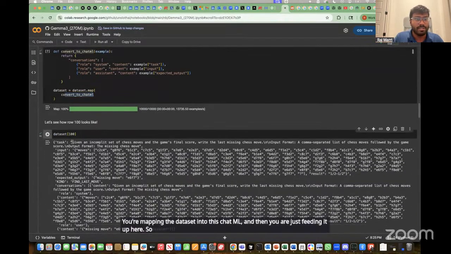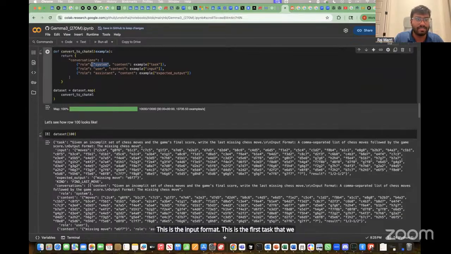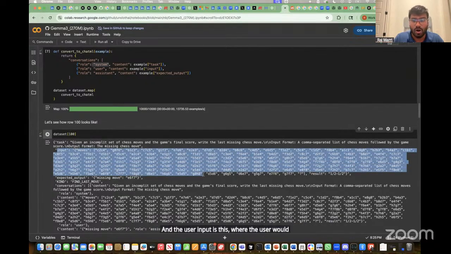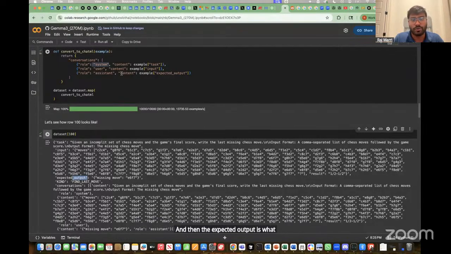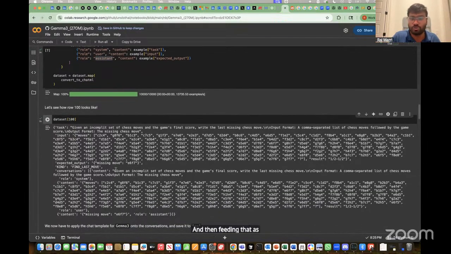So you see here, this is the task: given an implicit set of chess moves and the game's final score, write the last missing chess move. This is the input format. This is the first task that we define, and this is the system message that you're going to apply here. Then you have the user who gives an input, where the user would give all of these different moves, and the expected output is what you would get from an assistant. So you're using question and answers which are already solved, and feeding that as input to train your model. Okay, that's helpful.